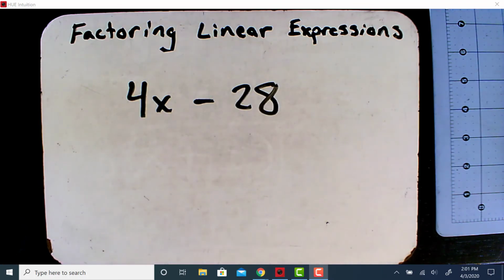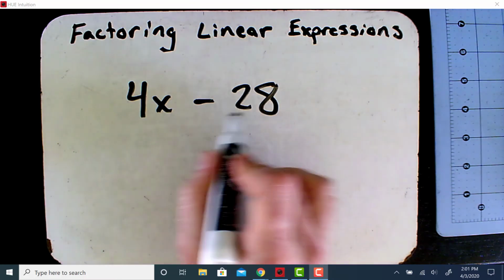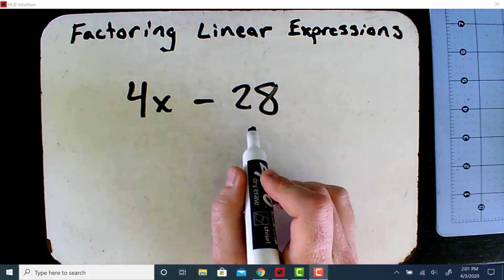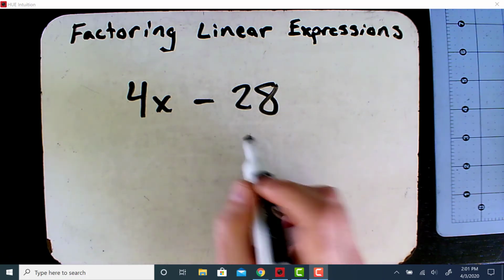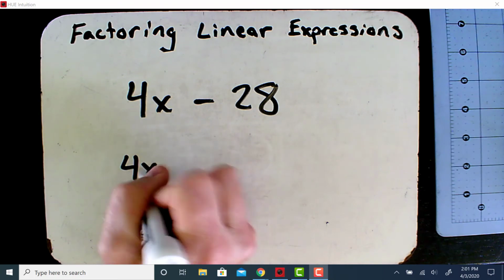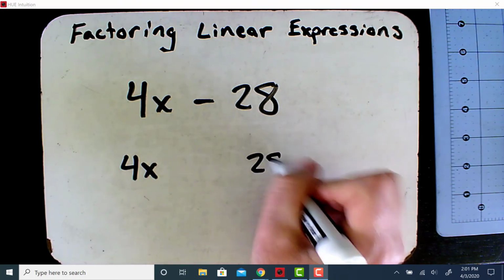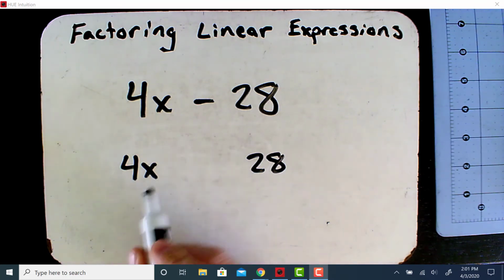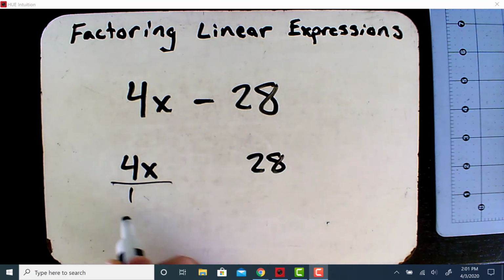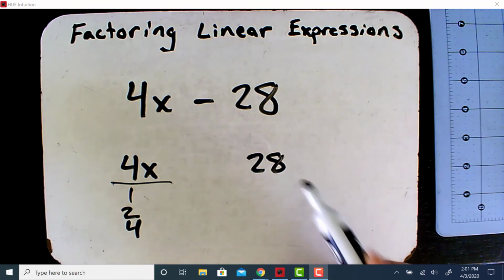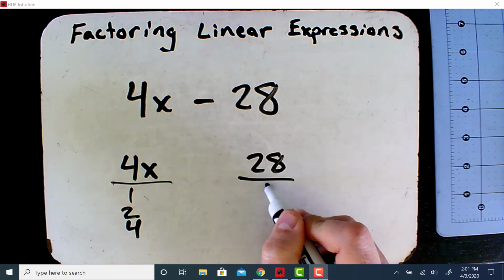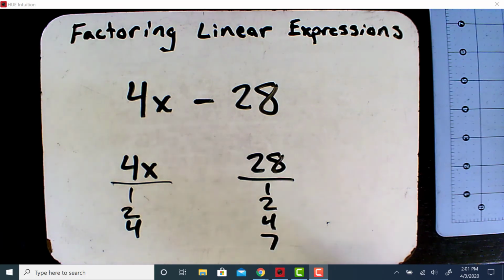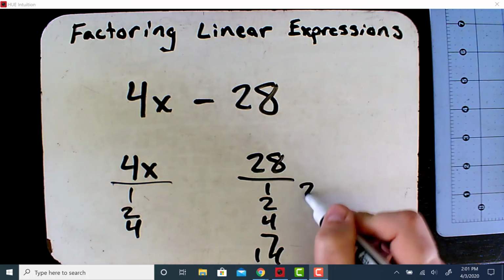Here's one more example. I've got 4x minus 28. So this is a linear expression, or just think of it as an algebraic expression, and we're going to factor it. So we're going to break it into its two monomials, 4x and 28. I don't really worry about the sign between them. I take care of that at the end. So I've got 4x, that gets me 1, 2, and 4 are my factors. And 28, I've got 1, 2, 4, 7, 14, and 28.